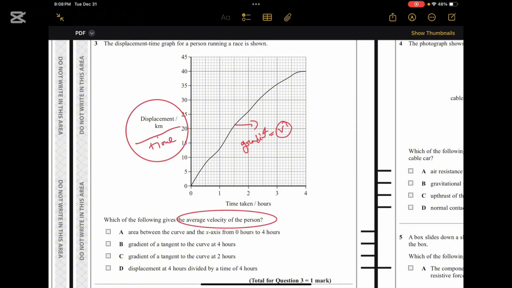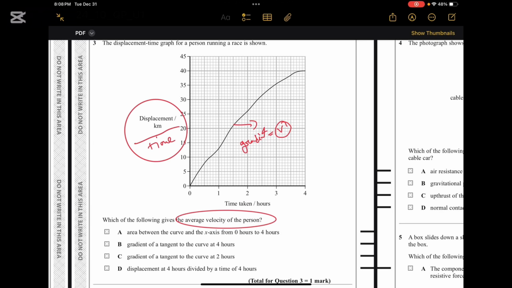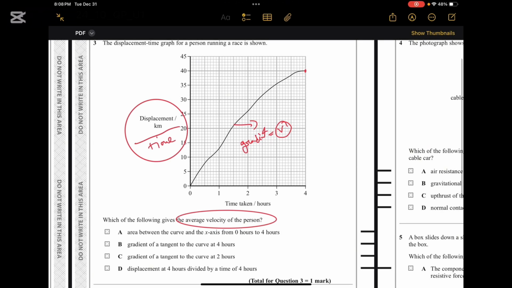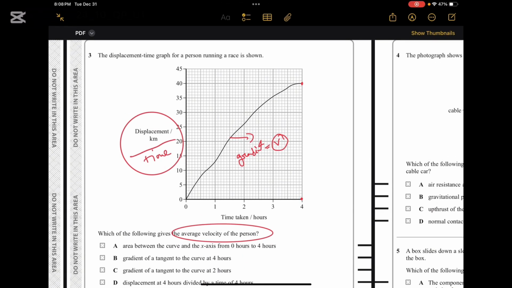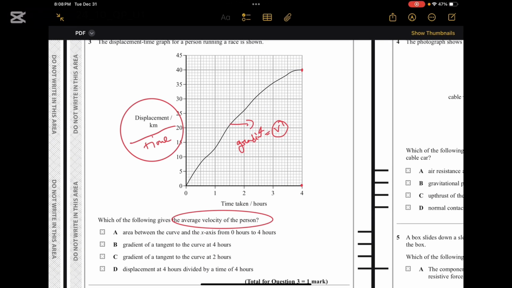For the average velocity, we need to take the whole displacement and the whole time period. So let's go. Area between the curve and the x-axis from 0 hours to 4 hours. So they are talking about the area. We know that area means we have to multiply displacement and time, so this is not going to give us the velocity. Velocity is given by dividing the displacement by time, but area means multiplying the x and y axis values. So this is not our answer.